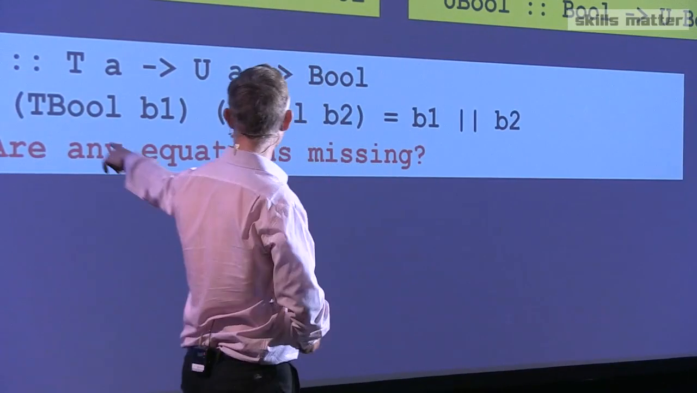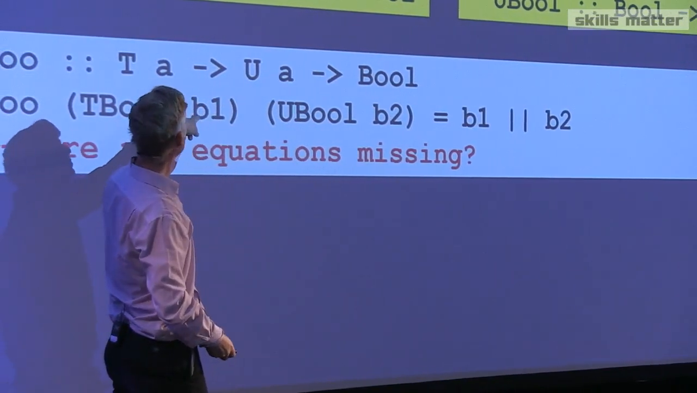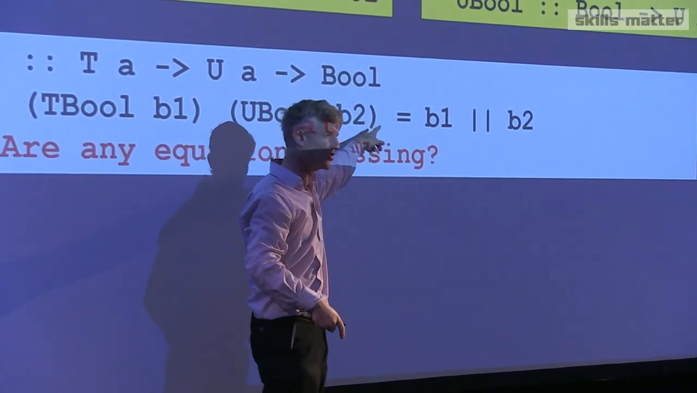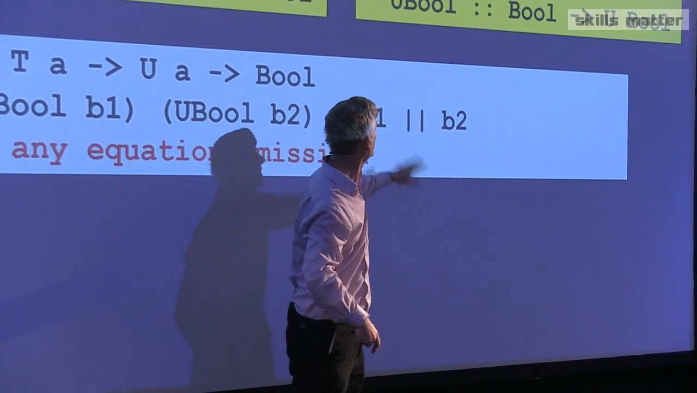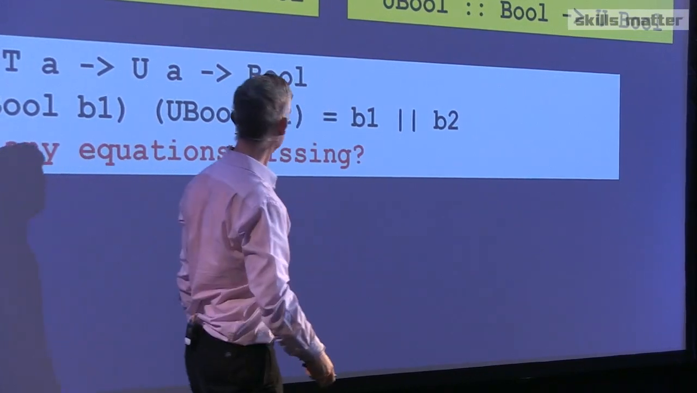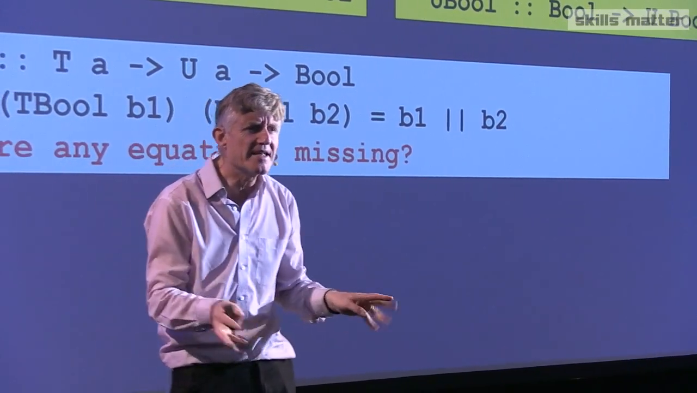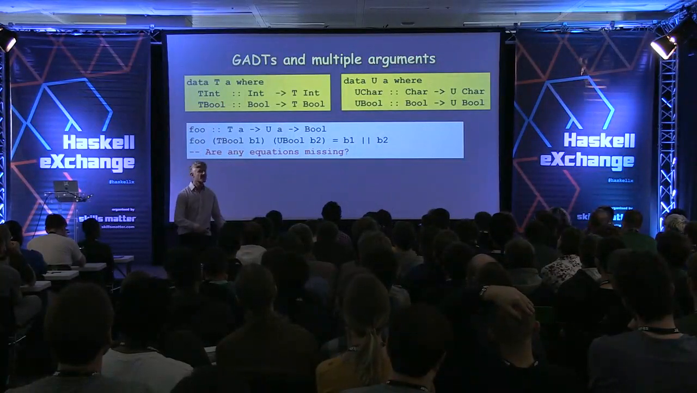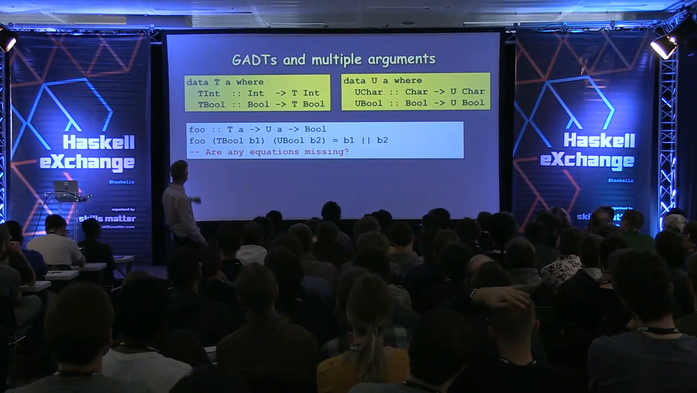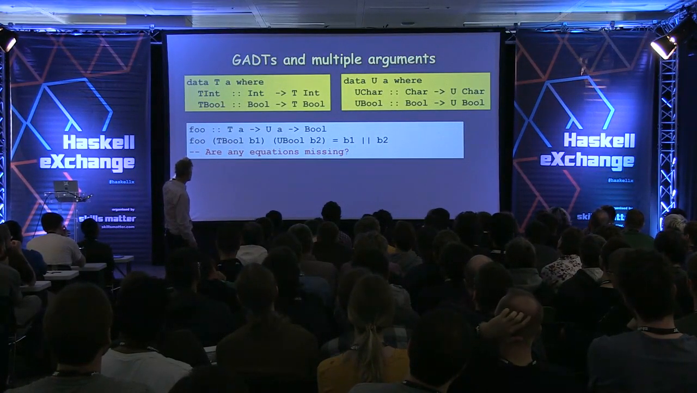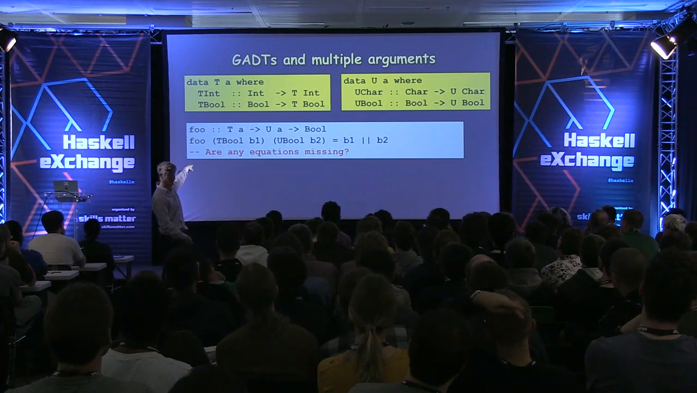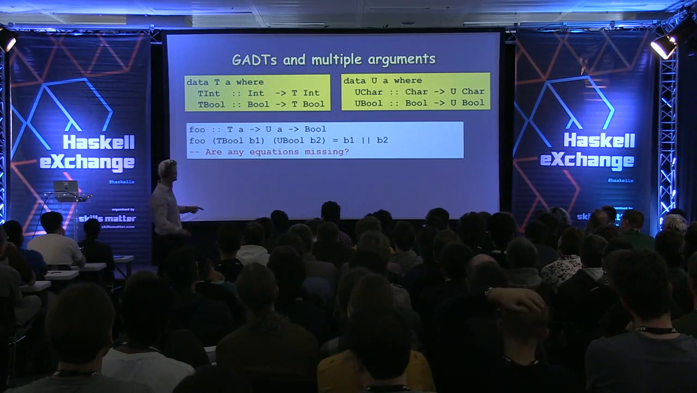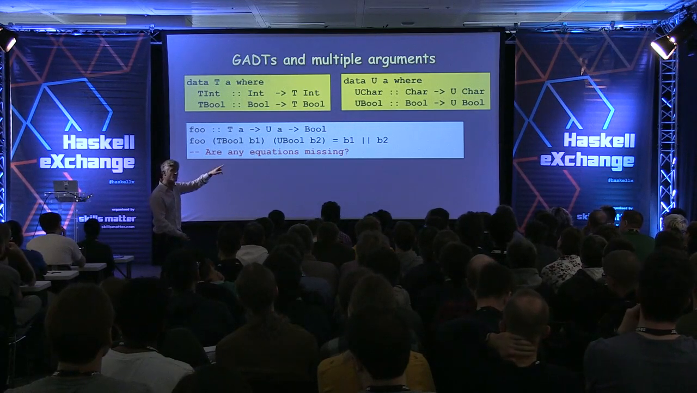Okay, well the easy one is T-Bool. a equals Bool, U-Bool, so these agree, and then I can do something with the Bools, and this time I'm just ORing them together. Now, are there any missing cases? Yes, T-Int and bottom. What would happen if you get a T-Int and bottom? If you called it with T-Int and bottom, or T-Int and error, then that would not match the first equation. So yes, you're absolutely right.